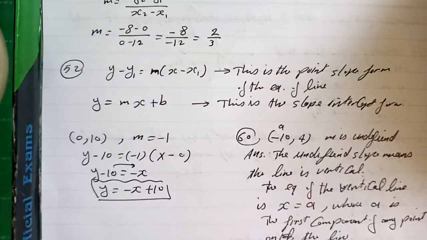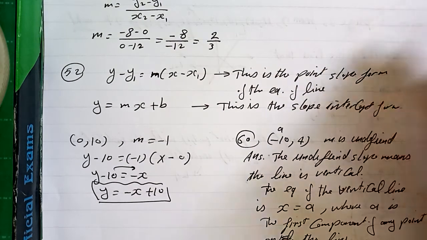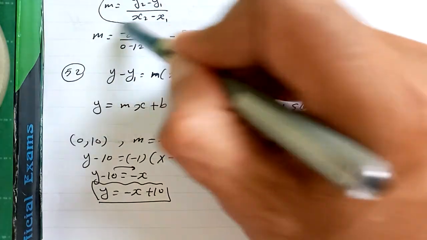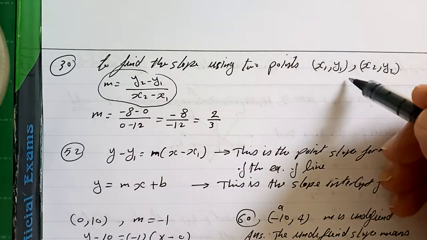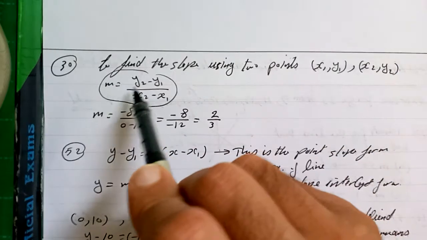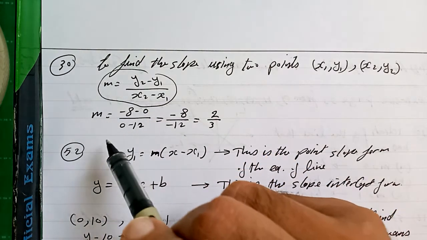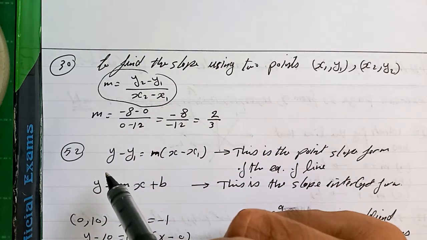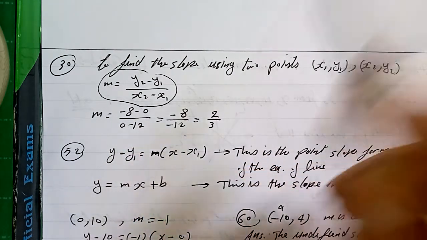Number 30: find the slope of the line that passes through 2 points. This is the rule. If you have 2 points, x1, y1 and x2, y2, and you want to get the slope, it will be y2 minus y1 over x2 minus x1. So in number 30, you have 2 points. Then it will be negative 8 minus 0 over 0 minus 12. It will be 2 over 3.